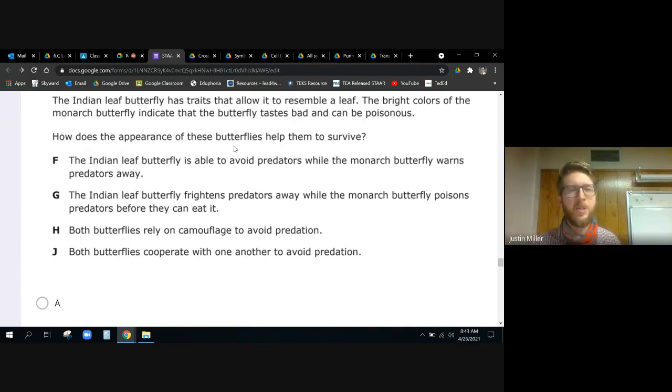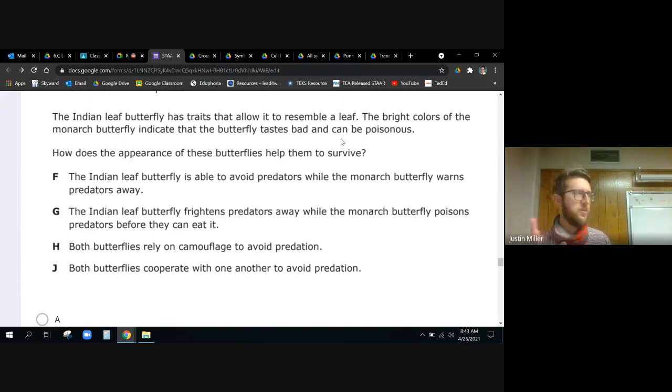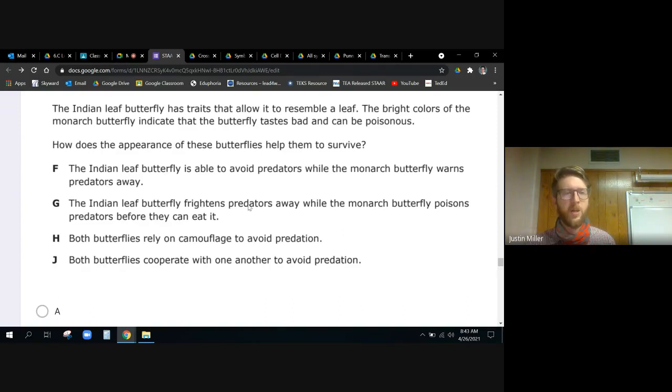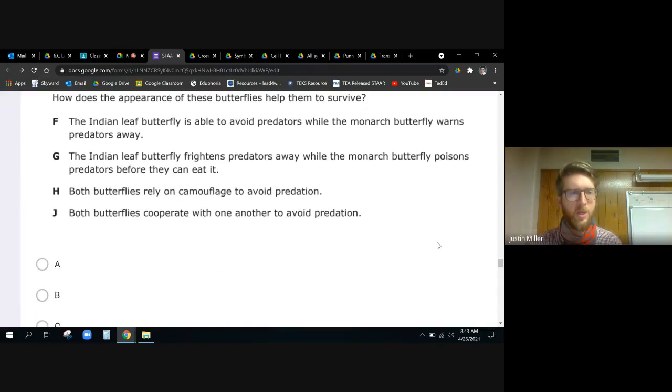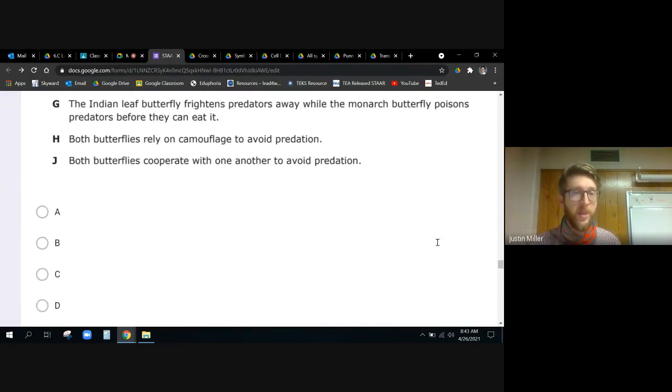how does the appearance of these butterflies help them to survive? Because there's two different strategies here. One is trying to blend in and one is trying to stand out. So you just have to tell me, and again, the answer is in the question. Like, they tell you what you need to know. You literally just have to put it into answer form. So the Indian leaf butterfly is trying to blend in and avoid predators, and the monarch butterfly is trying to stand out and warn them and scare them away. So you just tell me what answer choice says that.